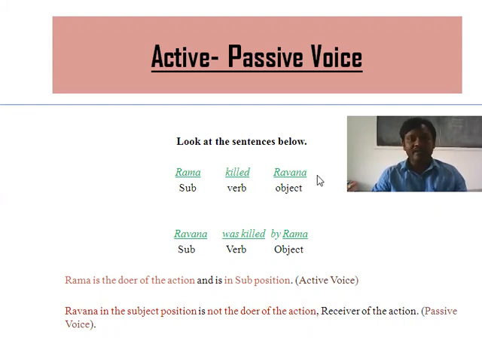The first thing we need to understand is, for a sentence to be transformed into a passive construction, it is always essential for us to have an object. Without having an object, it is not possible to passivize a sentence in a general way. So look at the examples here. The first example is Rama killed Ravana. Here, Rama is the subject, killed is the verb, the action that has taken place. Ravana is the object.